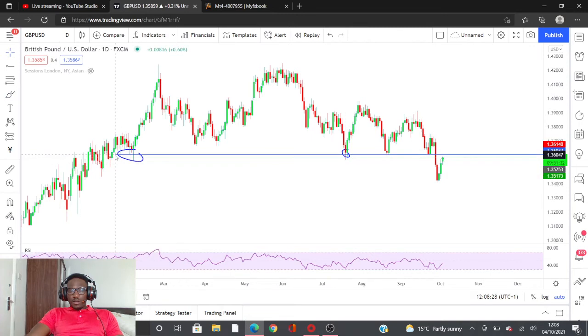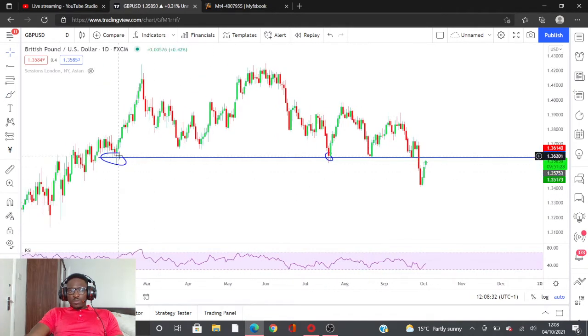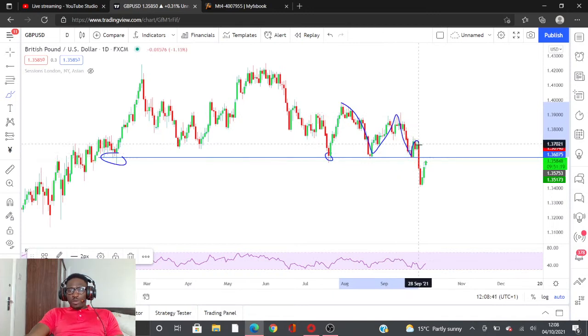So let's extend this. Yeah, so structure level, structure level. The first time the market came onto that structure level, it just bounced back up. Came back again, it bounced back up, before it finally broke the structure level.